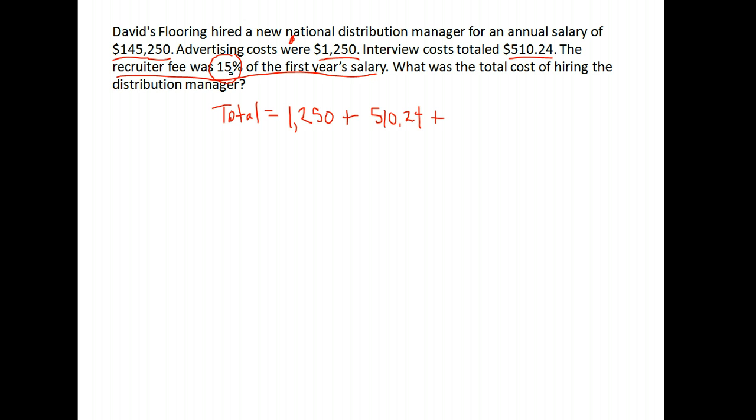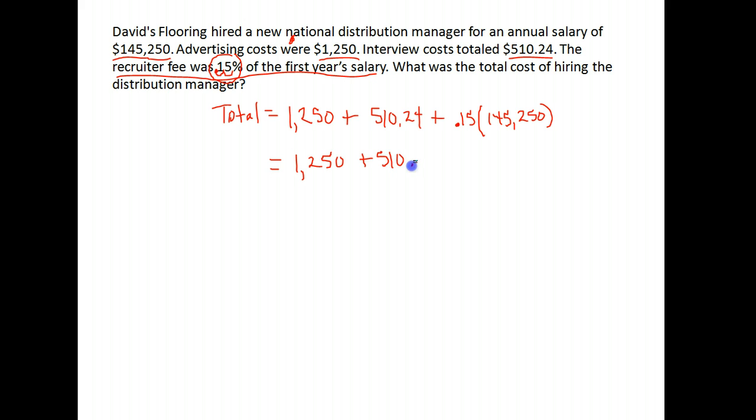When you're multiplying percents, the first thing you want to do is change them to a decimal by moving the decimal 2 places to the left. So we're going to be taking 0.15 instead of 15. It's 15% of the first year's salary, which they said the annual salary was $145,250. Okay, so there's our setup. Let's go ahead and do some calculating.